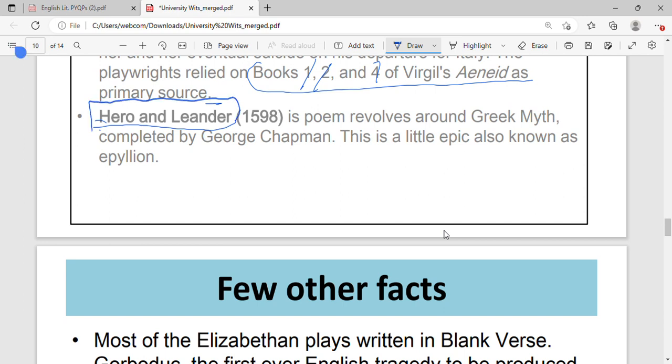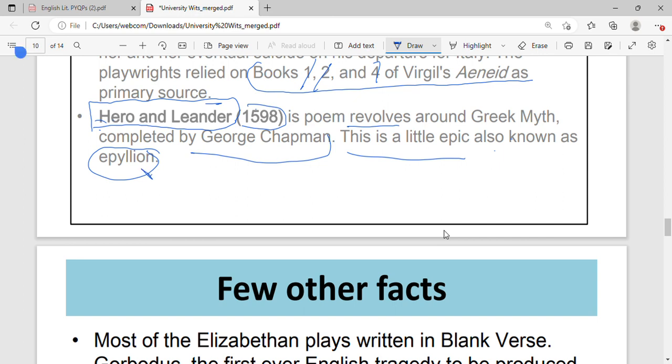Okay. Hero and Leander is the poem, published in 1598, which revolves around a Greek myth. So it is based on this Greek myth. Christopher Marlowe died earlier, so it was completed by George Chapman. This is a little epic, which is also known as an epyllion. So, in which form is this poem written? Epyllion form. There will be a question on this as well.